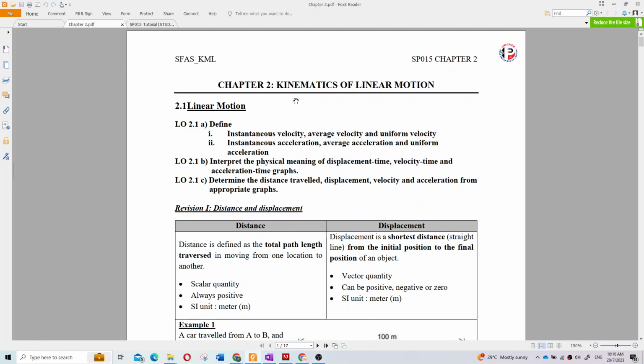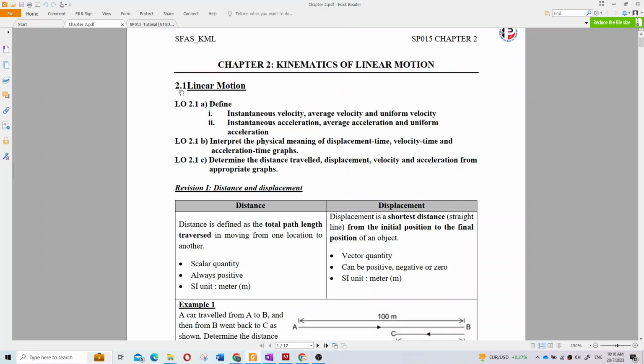Okay, so kinematics of linear motion. This chapter is about motion. We talk about displacement, velocity, acceleration. So this is linear motion. Linear motion means it moves in a straight line. We haven't talked about rotational motion yet. So this is linear motion, moving in a straight line, moving left or right, up and down, forward, backward.